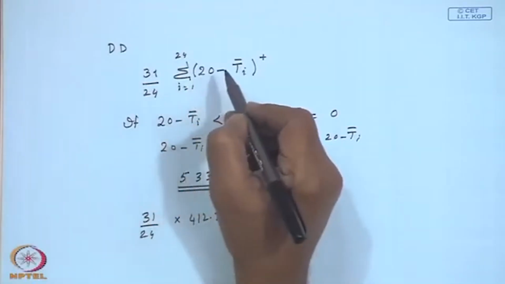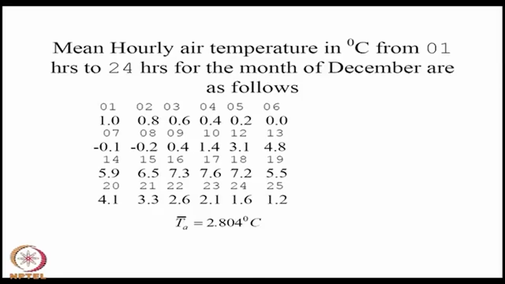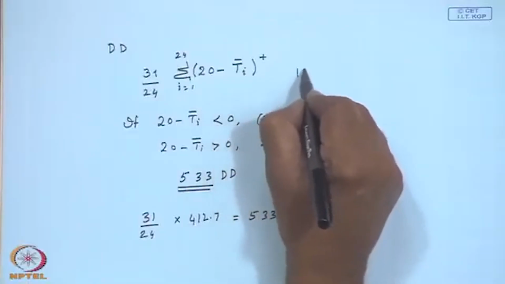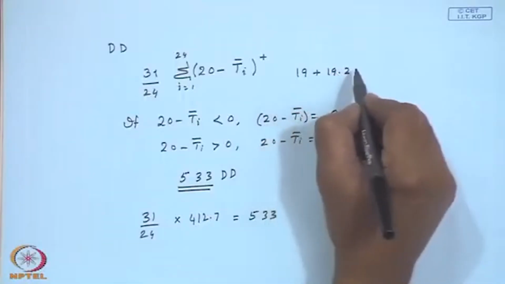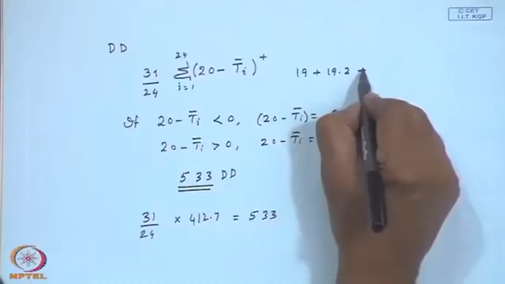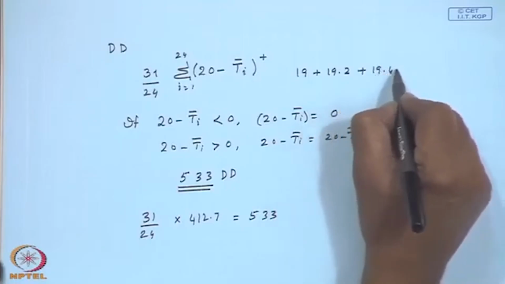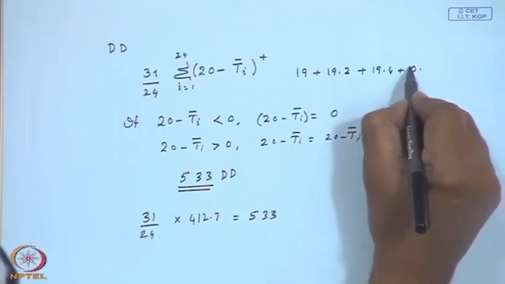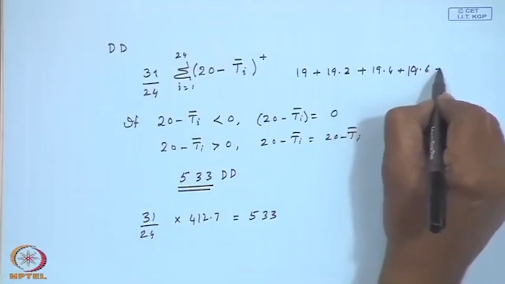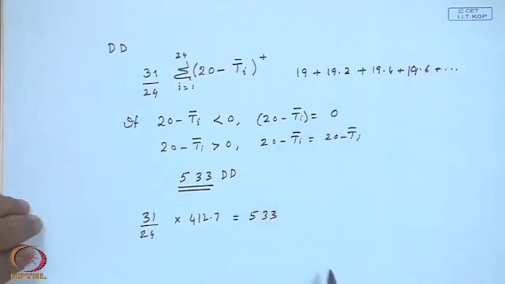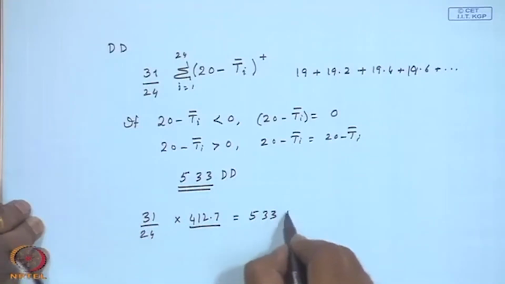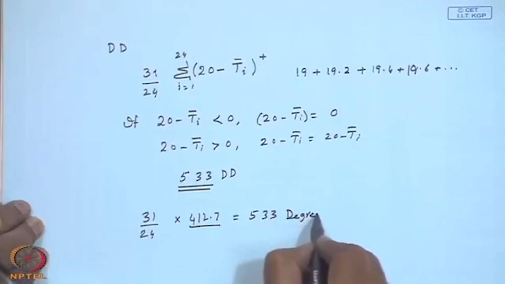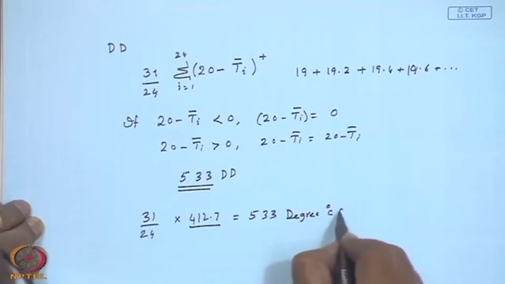Basically, each term is, suppose the first hour temperature is 1, this will be 19, the second hour temperature is 0.8, 19.2, third hour temperature is 0.6, so this will be 19.4, then 0.4, 19.6, and so on and so forth. You can do this very simple arithmetic, and the total turns out to be 412.7 multiplied by 31 by 24, which is 533 degree days, degree C day.